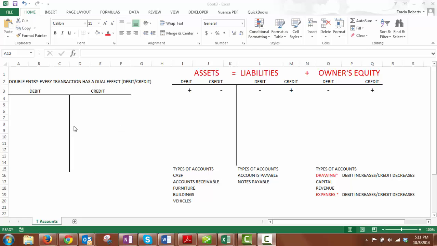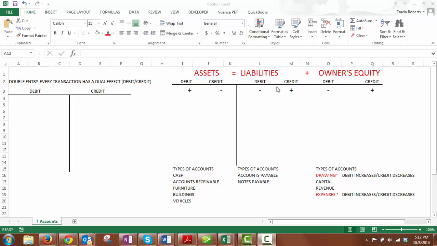So you'll have a T account for your cash account, for accounts receivable, accounts payable, owner's equity. All of those accounts have their own individual T account with a debit and credit side to it. As you also notice, if we come over here, let's think about our accounting equation that we learned about during the first week. Assets equals liabilities plus owner's equity. It also has a T account.